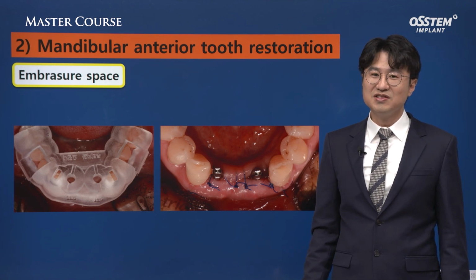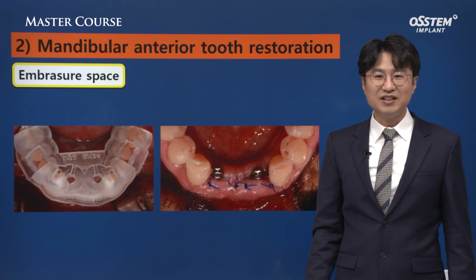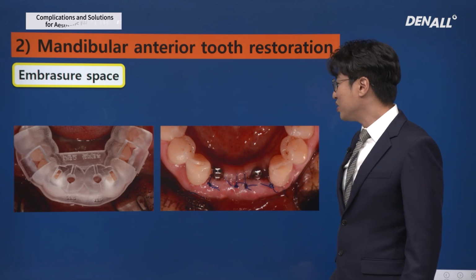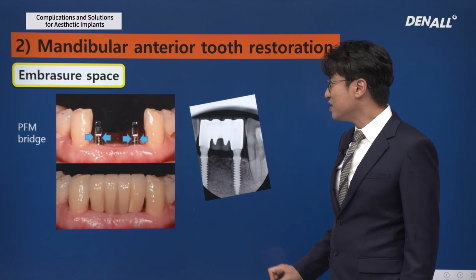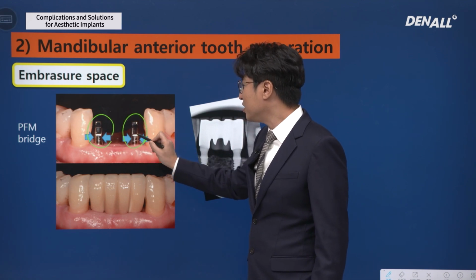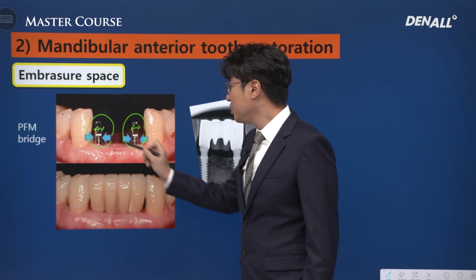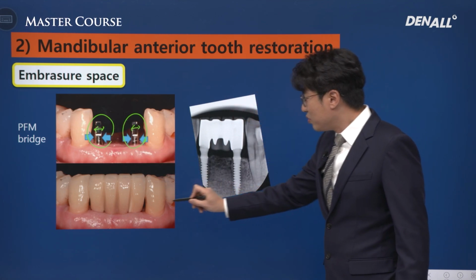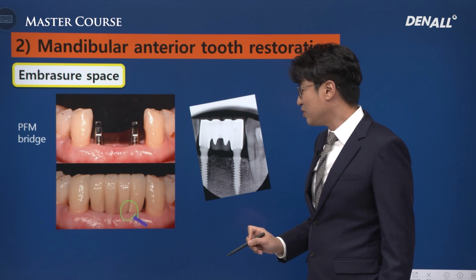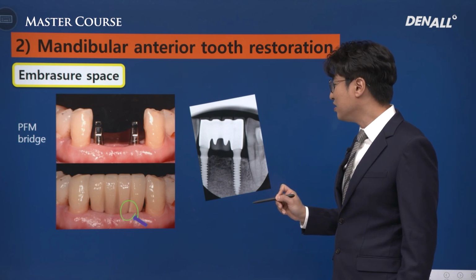Let's have a look at the lower anterior region. Actually, the embrasure problem in the region is much more challenging. Guided surgery was performed to place implants in the positions that I wanted. A problem: I used to place the MS implants. The cut side is positioned horizontally like this, and I wanted to open the embrasure a little bit more.